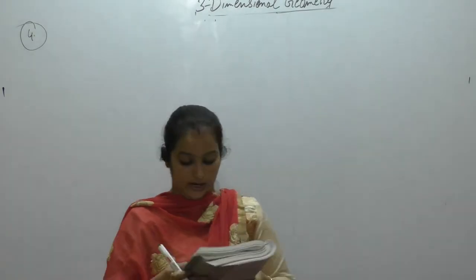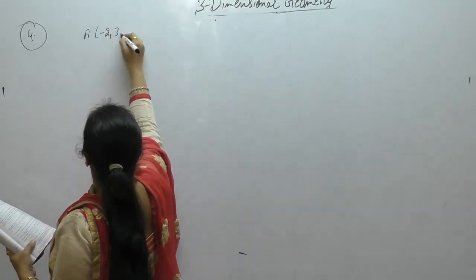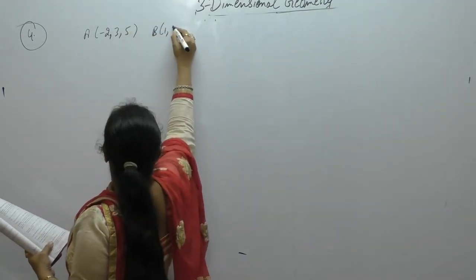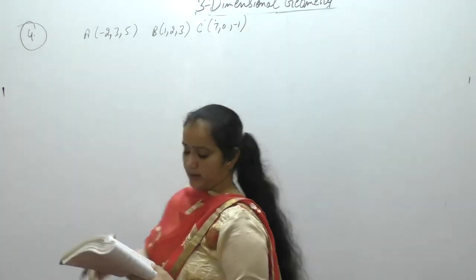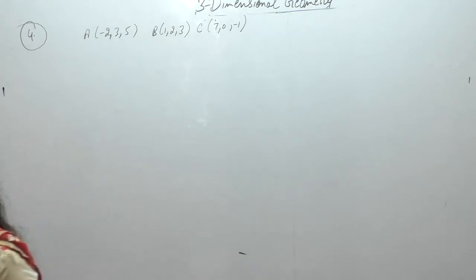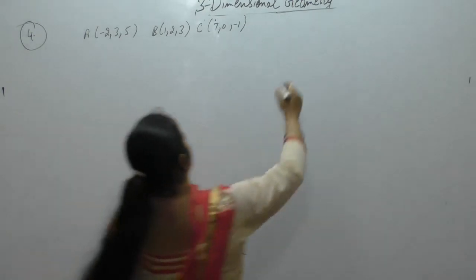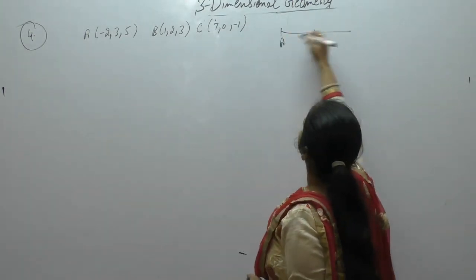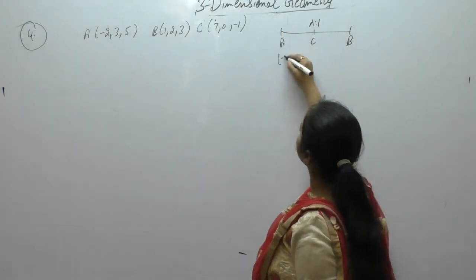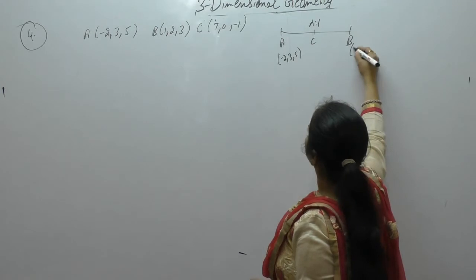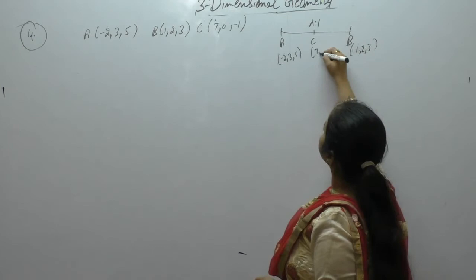Using the section formula, prove that the 3 points A (-2, 3, 5), B (1, 2, 3), C (7, 0, -1) are collinear. Let C divide AB in the ratio lambda : 1. A has coordinates (-2, 3, 5), B has (1, 2, 3).